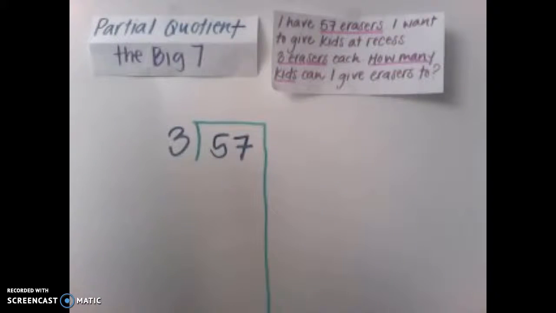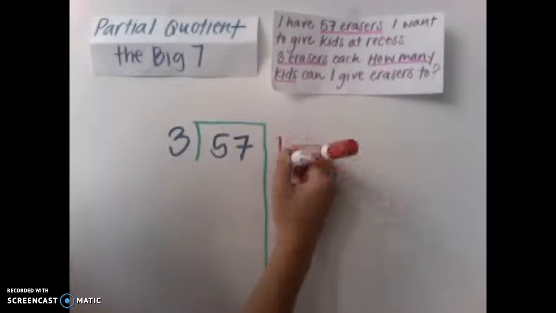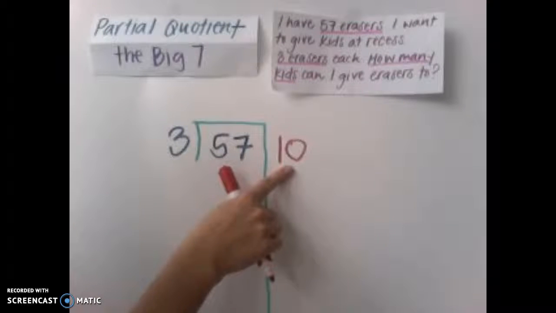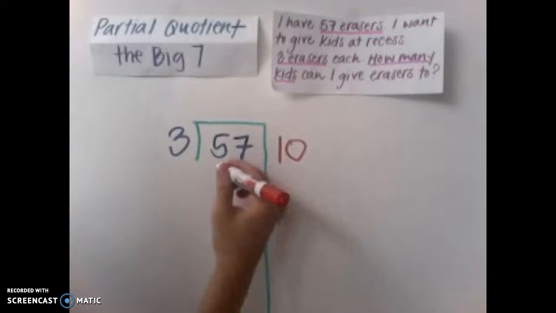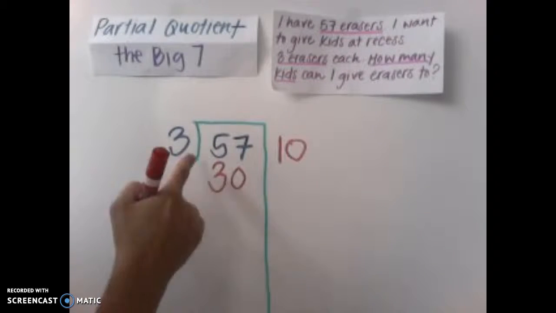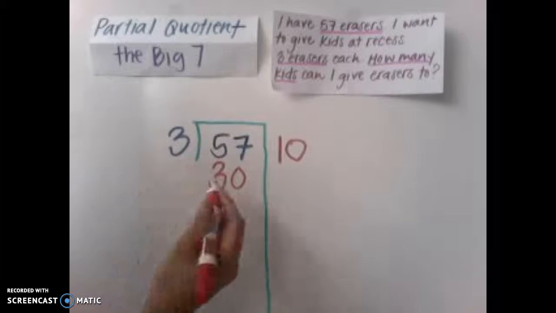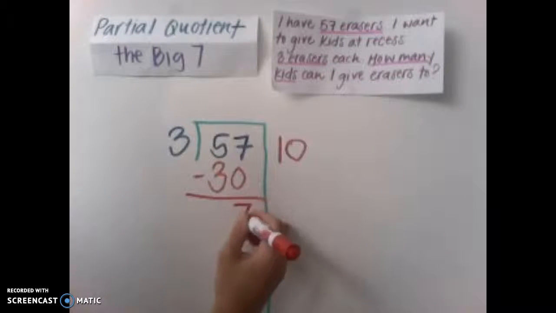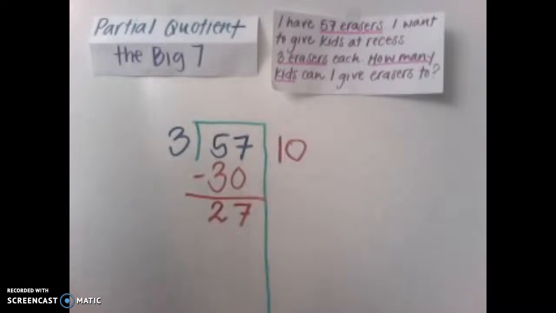All right, so my first step, I'm going to look at this 57. I have 57 erasers, and I'm going to start passing them out to different kids. I'm going to think of a number that's easy for me to work with and easy for me to multiply. How about I give out those 3 erasers to 10 kids first? So I've given out 3 erasers to 10 kids. So that means I've given out 10 times 3 is 30 erasers so far. I started out with 57 erasers. I'm going to take away the 30 that I just gave to those 10 kids, and now I have 27 erasers left.